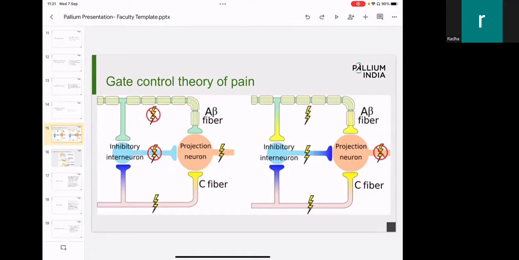Whereas in the picture on the right side, you have the A beta fiber, which carries touch and rubbing. When that is stimulated, you see what happens. The pain fiber is still there, the pain stimulus is there, but because the A beta is involved, the pain perception is blocked, whereas in the other picture the pain perception is there. This is the main basis of what I was trying to say. This is called the gate control theory, identified in 1965 by Melzack. This is the groundbreaking basis for pain relief through all these techniques.